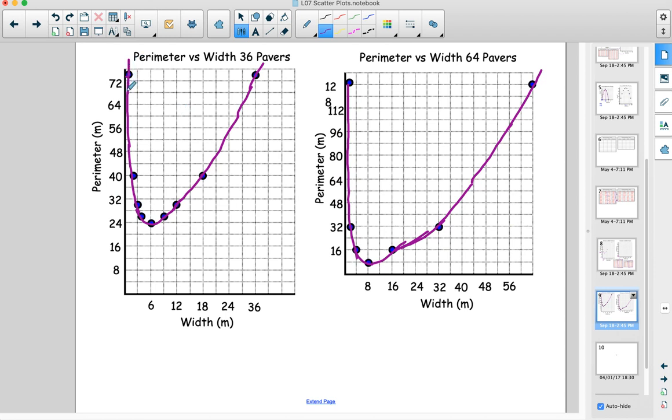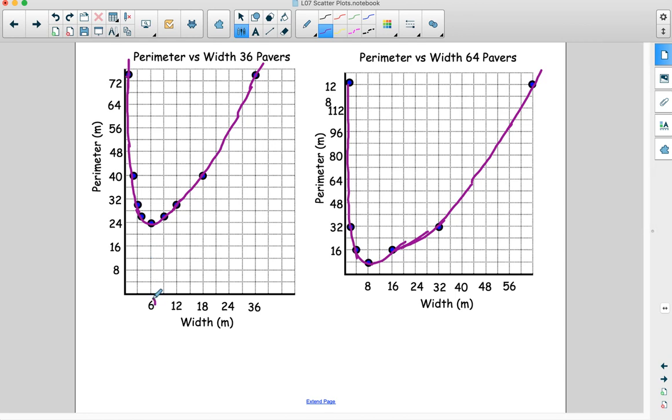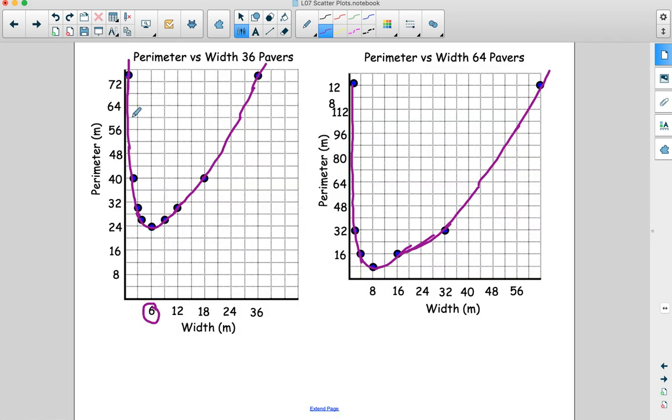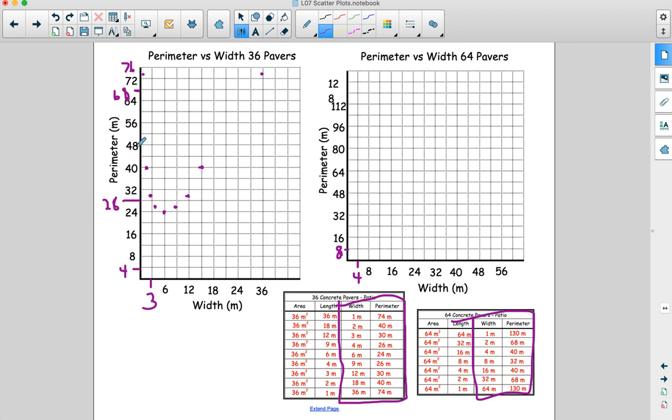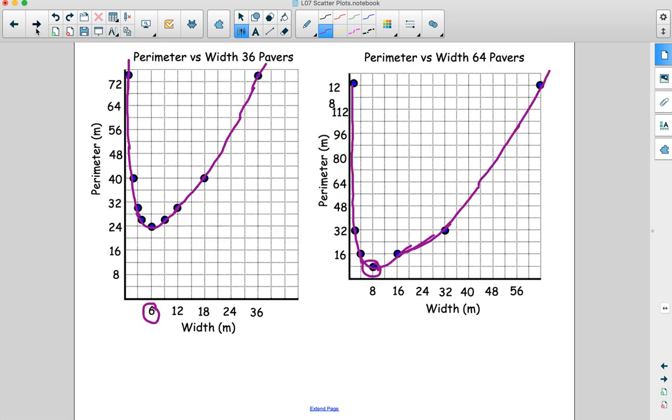So notice the perimeter starts decreasing as the length and width get closer together. The length and width are equal right here. And then it starts to increase again. And then notice how the length and width are getting closer together. So the perimeter is decreasing right here. We hit our lowest perimeter right there when the length and width are equal to each other at 8. And then the perimeter starts increasing again because the length and width are getting further apart. And that's what we were seeing on the chart here. That's where they're equal. That's the lowest perimeter. This is where they're equal. And that's the lowest perimeter.